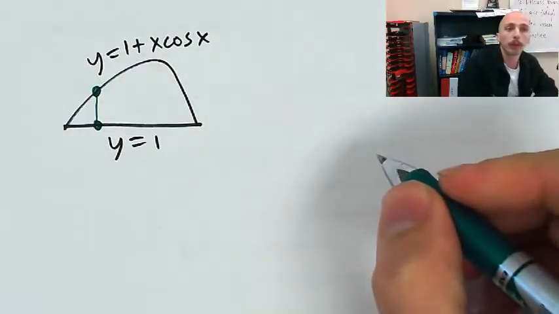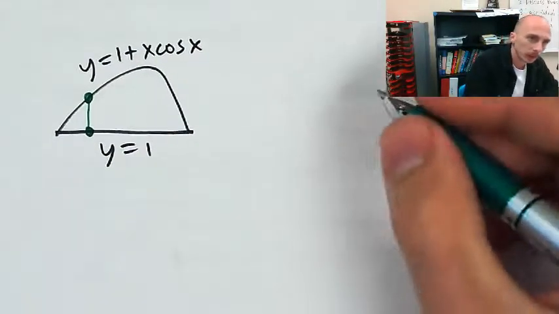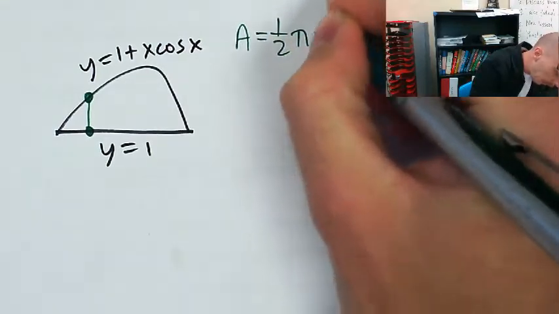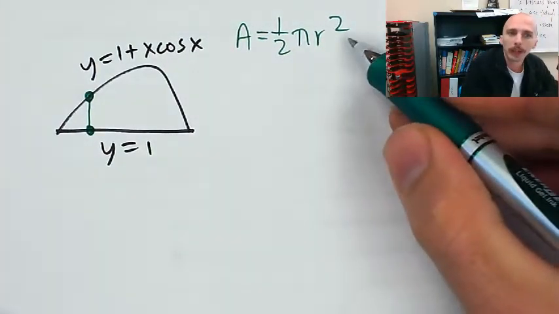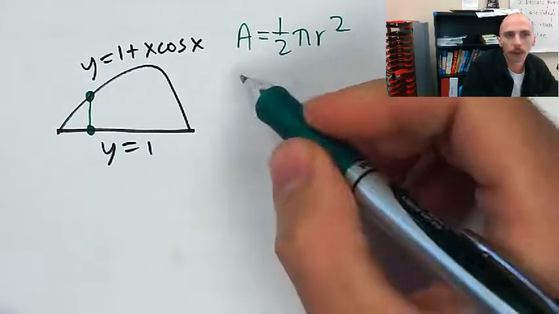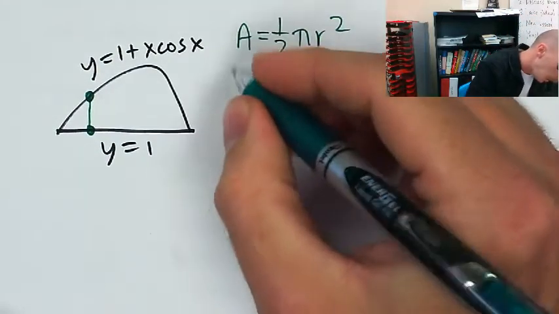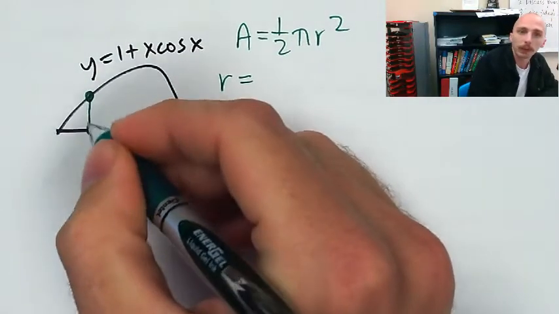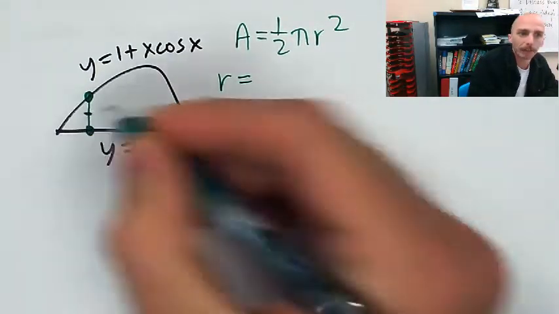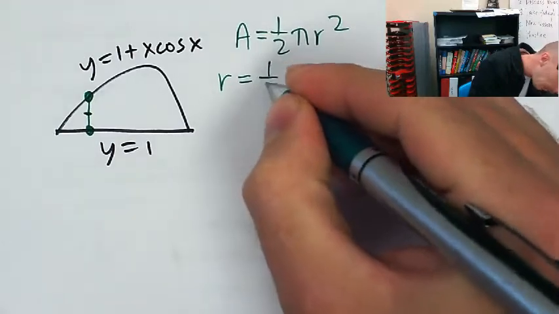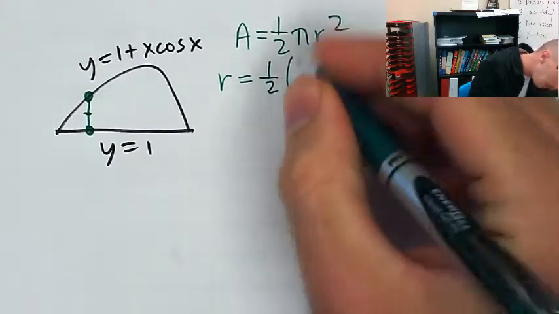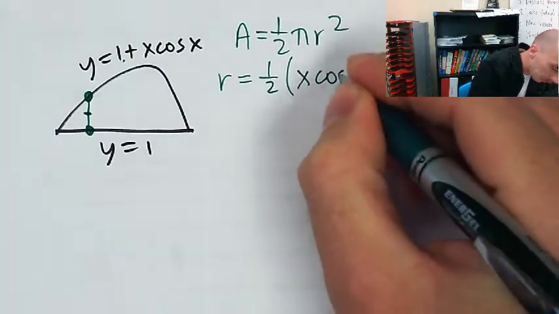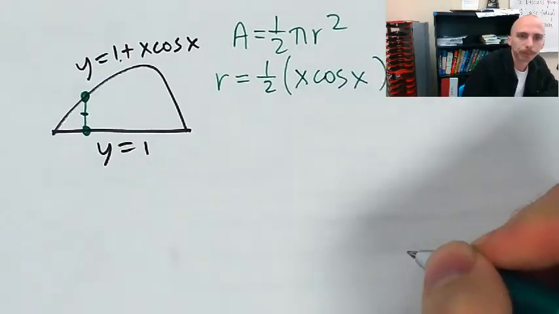Then I write down the formula for the area of a semicircle. Area is 1/2 pi r squared. Now I need a radius in terms of x, so I can integrate dx. If this is a semicircle situation, the radius is half of that distance, so it's half of top minus bottom. 1 plus x cosine x minus 1 is just half of x cosine x.